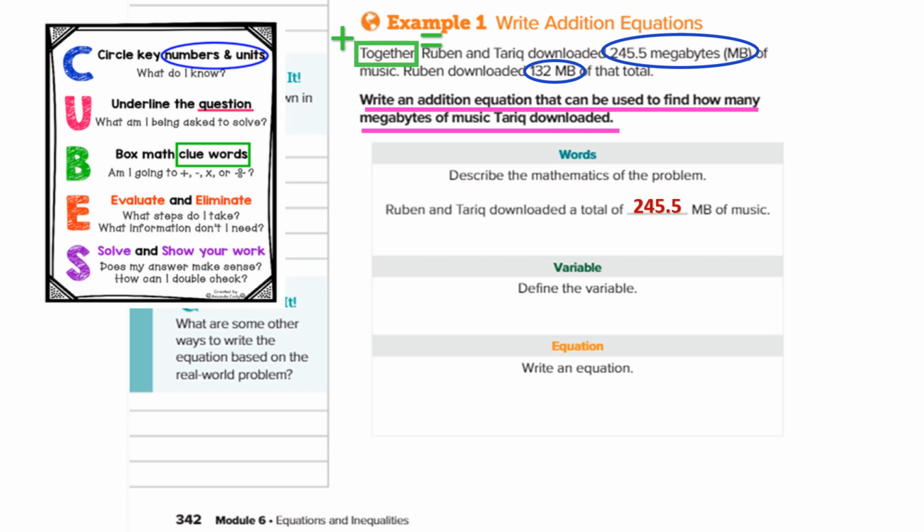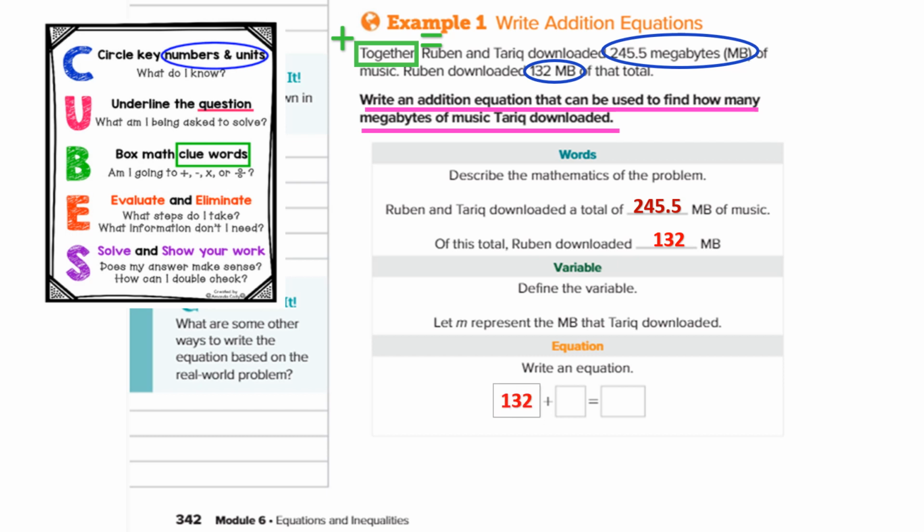So when I'm looking at what I have and what I'm adding, if my total has to be the 245.5, then I know that Ruben downloaded 132. So if I'm setting up for M for the music or the megabytes or whatever it is that we are using, I find my variable. So I'm going to have my 132 that Ruben downloaded. I'm going to add my variable, whatever label I'm going to use for the piece that's missing in my math problem, and then I put my answer on the other side of the equal sign.